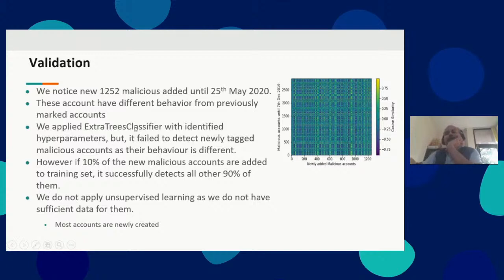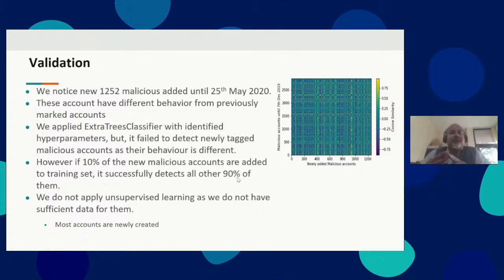Now, while we were finishing this work in May 2022, we found that in the meantime, Etherscan has tagged another 1,252 accounts as malicious. When we applied our classifier, we could not get any of them detected as malicious. However, if we take 10% of them, that is 125 of them, into our training set and retrain our model, then we are able to successfully detect the other 90%.